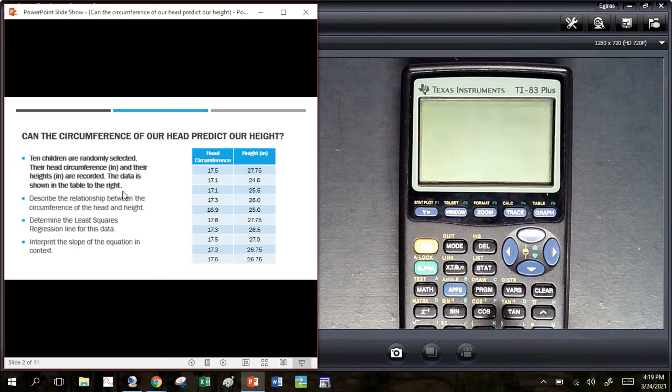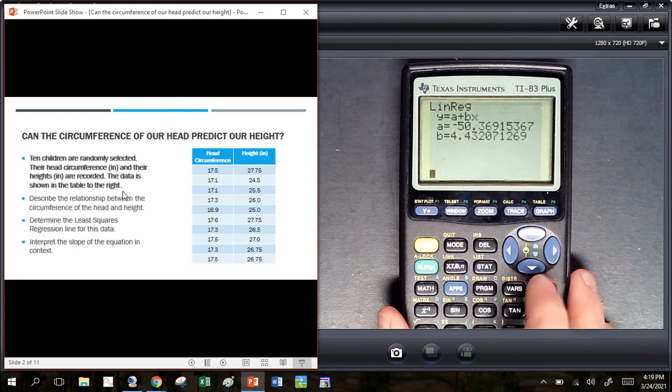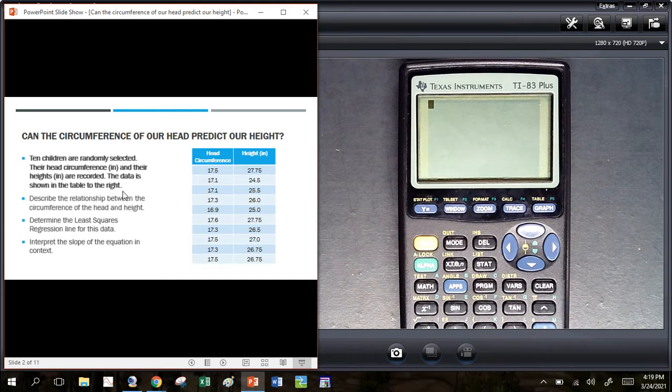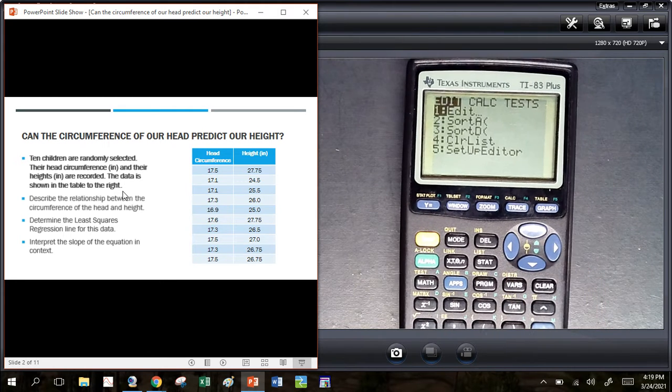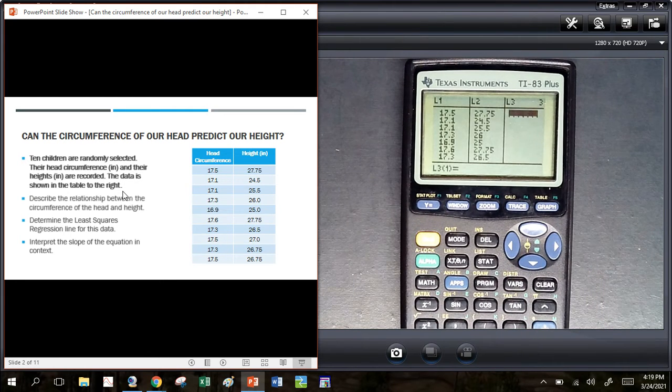The first thing I want to do is have my graphing calculator right here, and input all that data into L1 and L2. The reason I'm doing this is I want to be able to create a scatter plot. The whole idea is, do we have a legit linear correlation so that I can really use a linear model to describe the data?